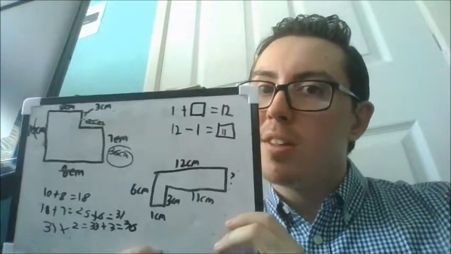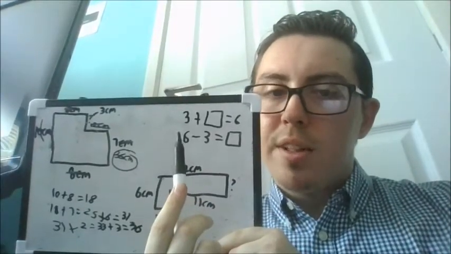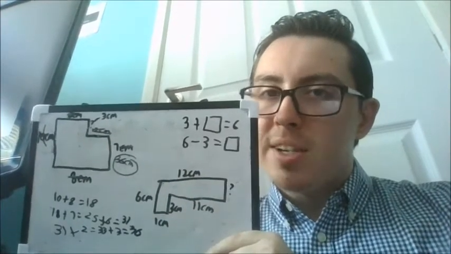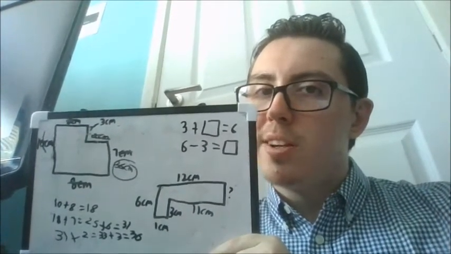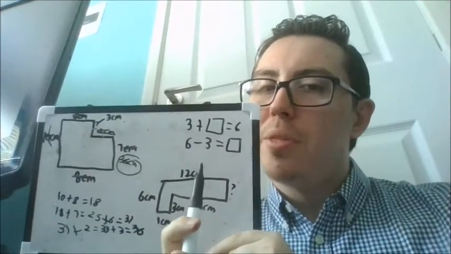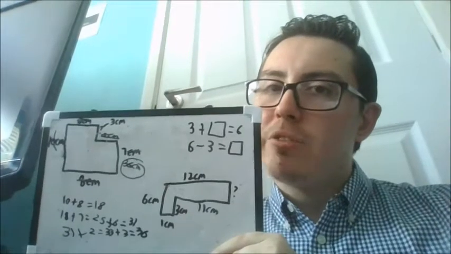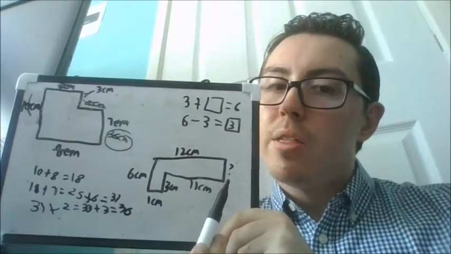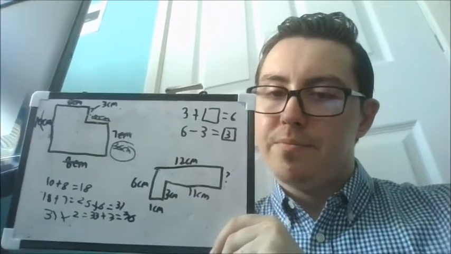Again, let's use the inverse. So our original sum was 3 add something equals 6. But the inverse, the opposite, we changed from an addition question to a subtraction question. So now we've got 6 take away 3. 6 take away 3 is 3. Our missing measurement here is 3 centimetres.